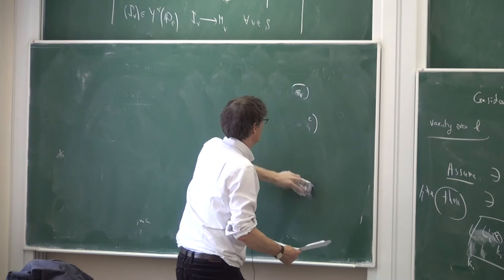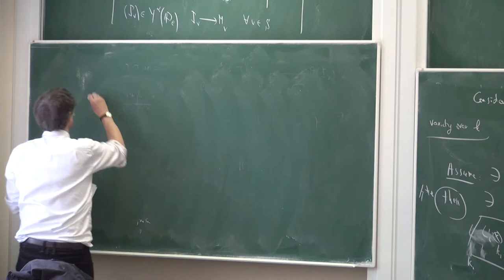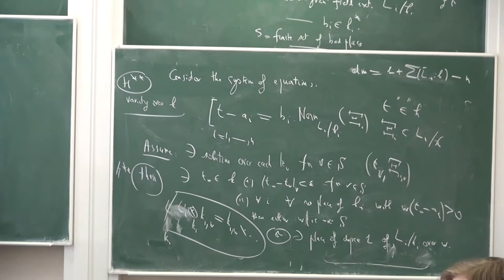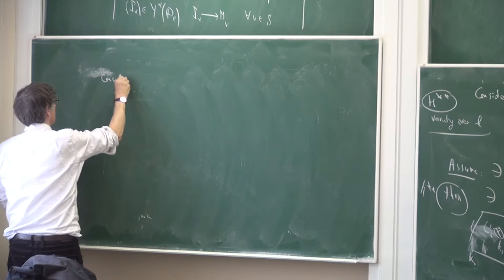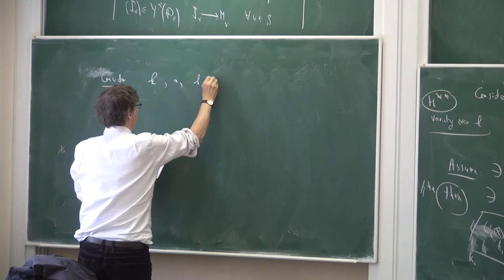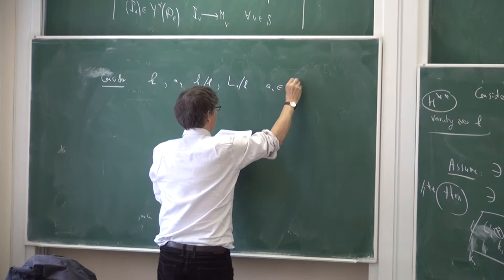In the paper of Harpaz and Wittenberg, you'll find a statement like this. So this other statement, this hypothesis, is called H star star. To get something closer to the Hasse principle, consider a system again, same k, n, ki over k as before, li over k, ai in k, and bi in ki star.